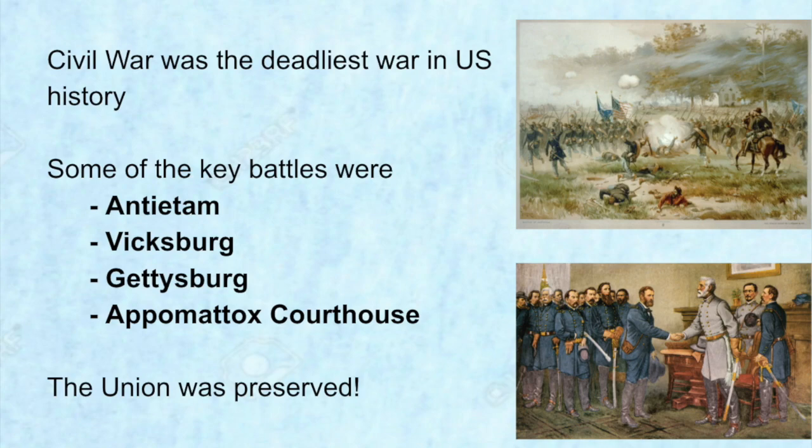The war, of course, ended with General Lee's surrender to General Grant at Appomattox Courthouse in Virginia. The bottom right is a famous painting of this event. The end of the war resulted in the freeing of approximately 4 million enslaved people and the preservation of the Union. Now, of course, there were many important impacts to the Civil War additionally.